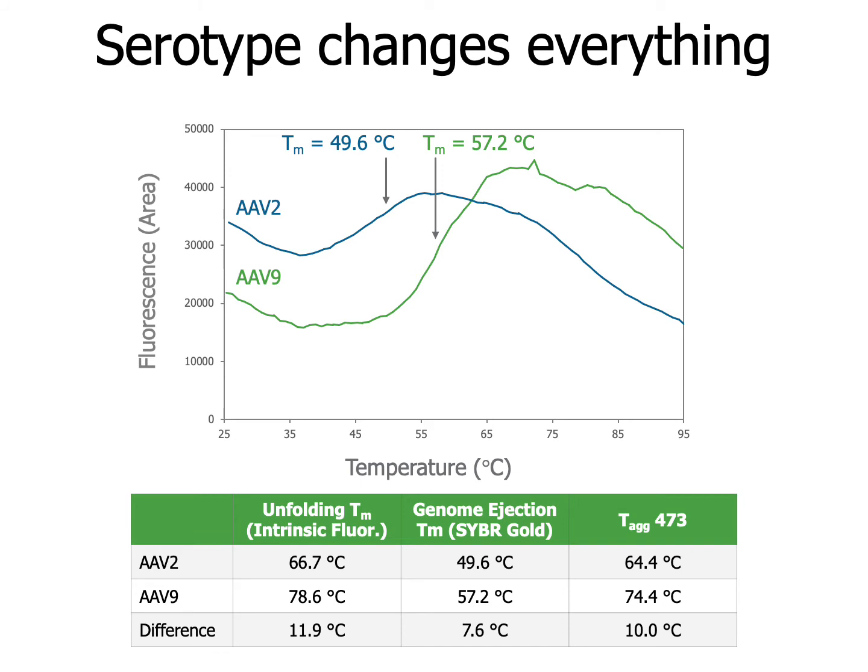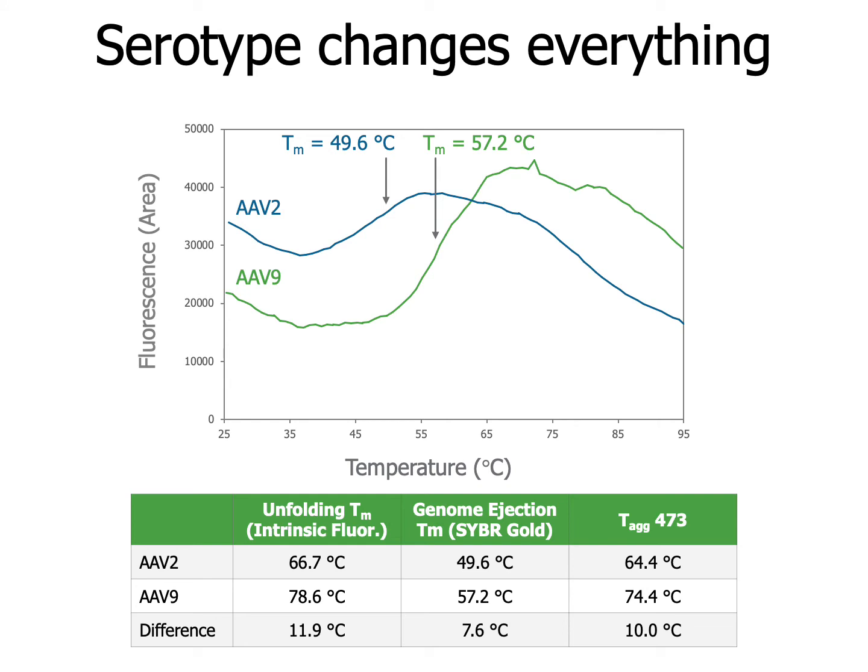Here we're looking at that genome ejection behavior for two different serotypes, and we're again looking at CYBR Gold fluorescence. For AAV9, we're seeing melting temperatures around 57 degrees Celsius, and for AAV2, we're seeing a melting temperature 8 degrees lower at 49.6 degrees Celsius. This indicates that genome ejection is occurring much earlier for AAV2.